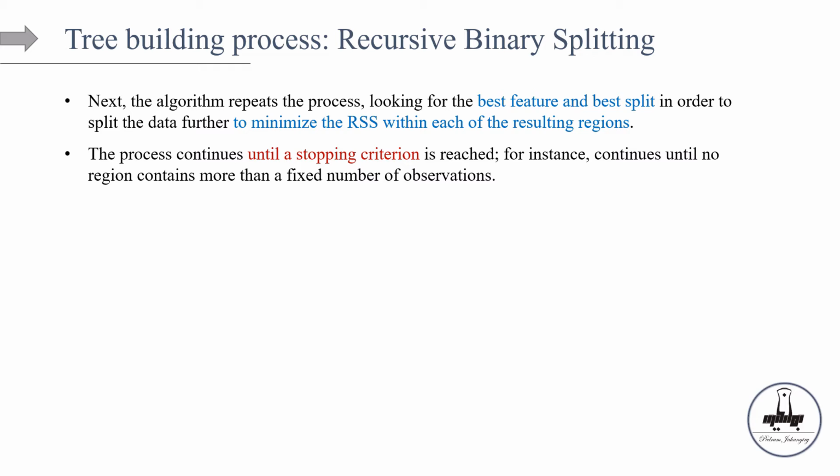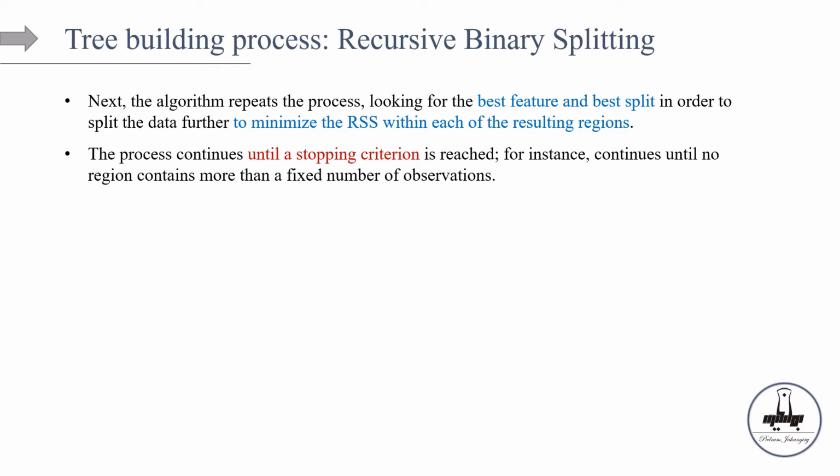Okay, we found the first split, and then what? Then the algorithm repeats the process, looking for the best features and a split in order to split the data further. And it does that to minimize the RSS within each of the resulting regions. Remember, the goal is to minimize the summation of those RSS, right?